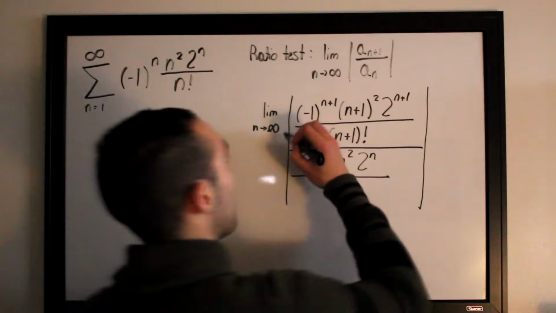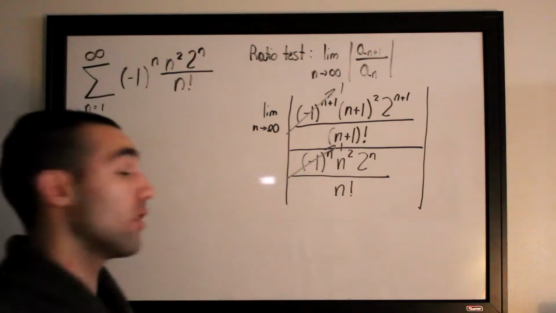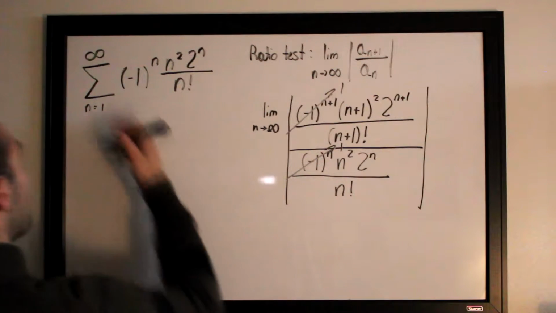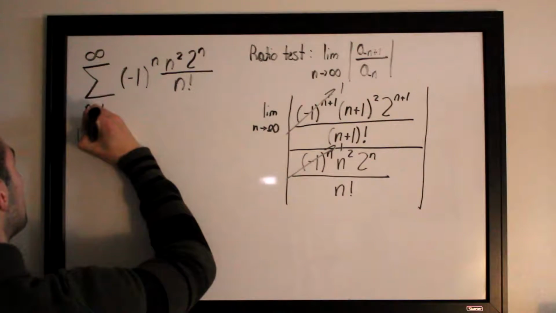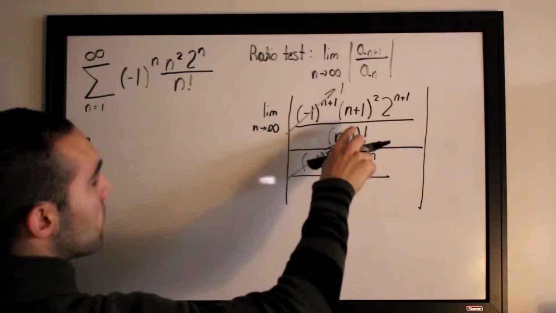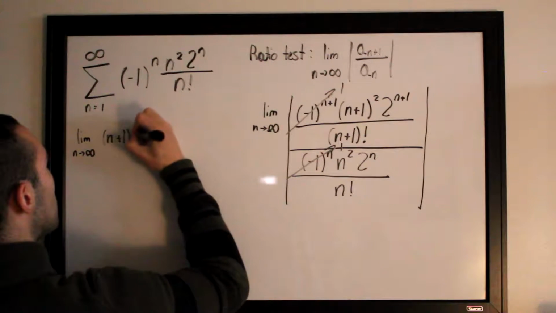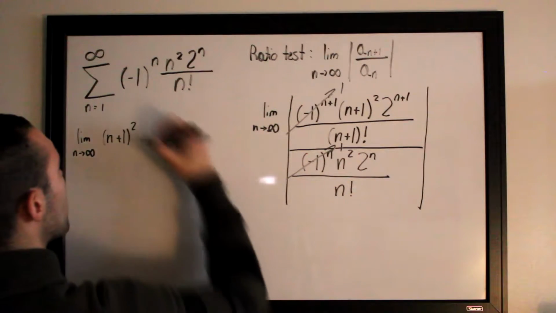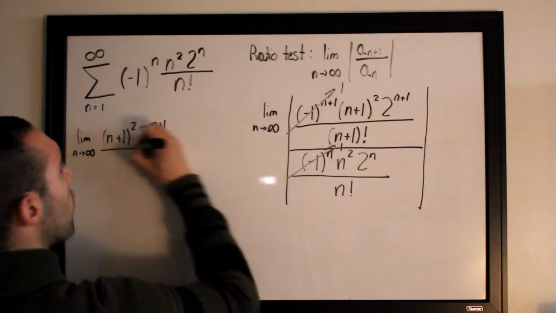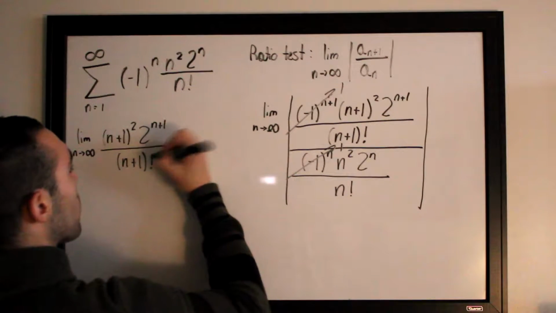So we can cross this out right away. So this will disappear from our series. So that's going to make our lives slightly simpler. So now, with what's left over, we will take the limit as n approaches infinity for (n+1)^2 times 2^(n+1) over (n+1) factorial.